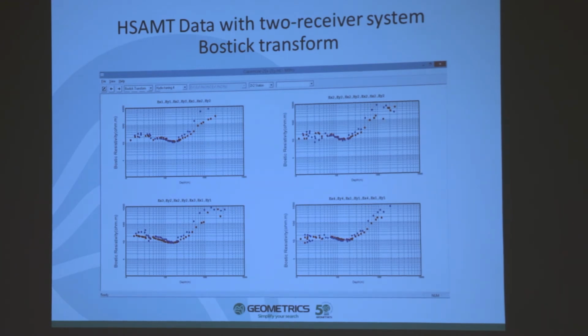And the thing that I want to highlight here is in this particular survey, we're looking down, that's 1,000 meters right here, and that's 2,000 meters. And we're getting good data down to 1,000 meters. We're getting a lot of scatter beyond that. That was because we were using stakes instead of porous pots. But we do have very good data down to about 1,000 meters.